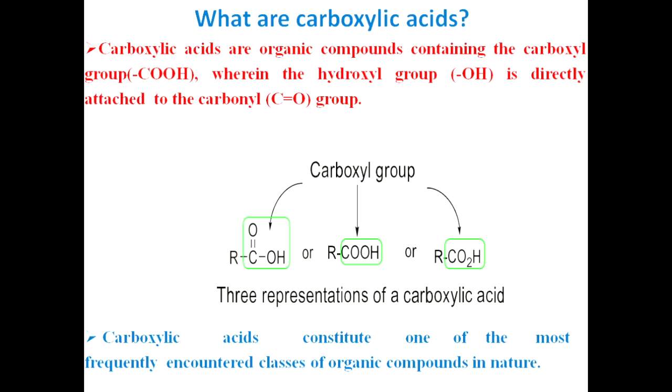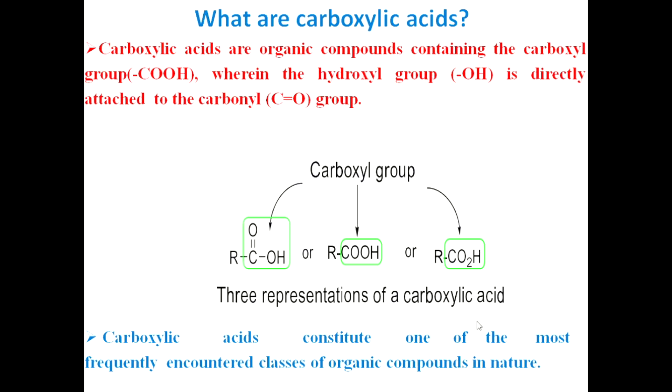So carboxylic acids are organic compounds which contain one carboxyl group, that is COOH, where the hydroxyl OH group is directly attached to the carbonyl group. If you see the structure, this is the carboxylic acid group, where C double bond O is the carbonyl group and OH is at the right side. It can also be represented as CO2H, or as COOH. In these three ways the carboxylic acid group can be represented.